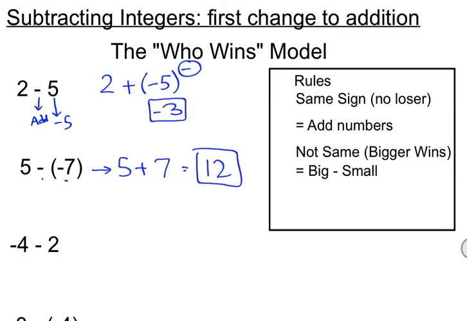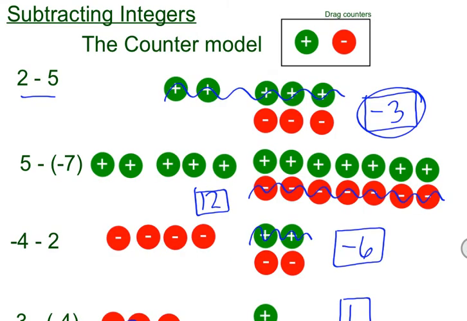Okay, next example, negative 4 minus 2. That's negative 4 plus the opposite of 2, negative 2. These are both the same sign. They're both negative, so the negatives will win. And 4 and 2 make 6, so negative 6. And that is also the same answer we got using the counter model. Negative 4 take away 2. We get rid of the 2. We get another 2 negatives, and we get negative 6 as our answer.